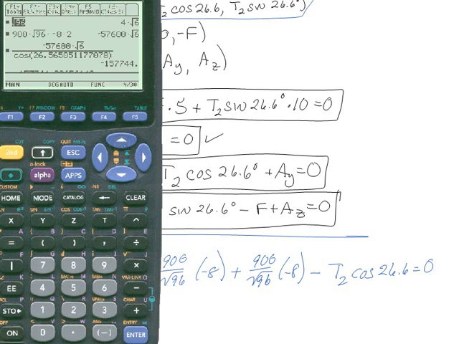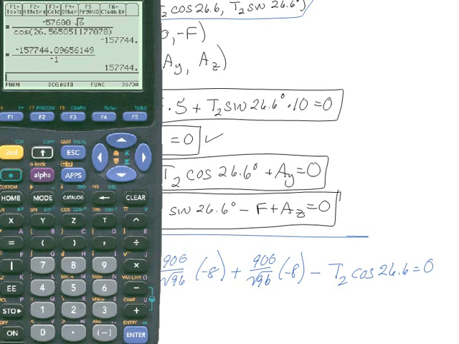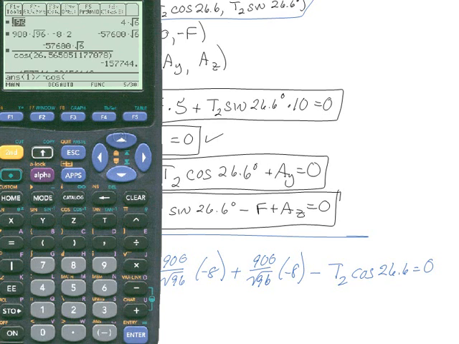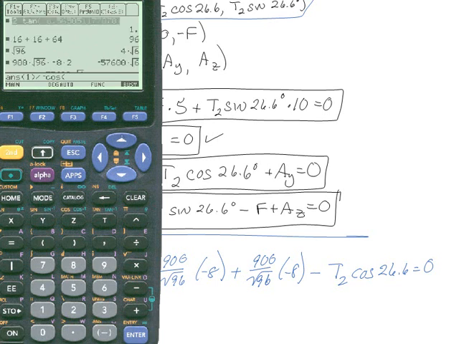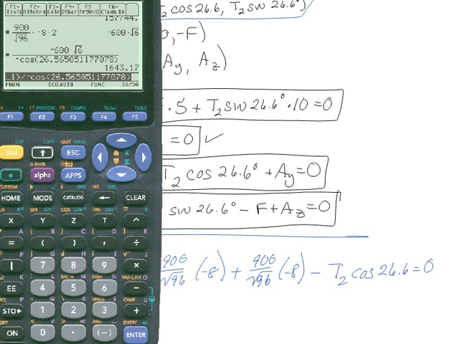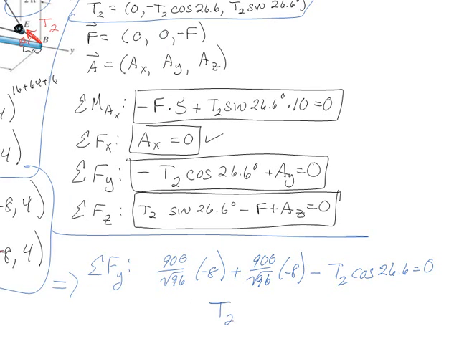Oh, wait a second. I didn't divide. I did that wrong. I'm going to try it one more time. 900 divided by the square root of 96 times -8 times 2, and divide by cosine of 26.63. I just like to use exact numbers because then MATLAB Mastering Engineering can't yell at me. Okay, so now I have T2 is equal to 1643.